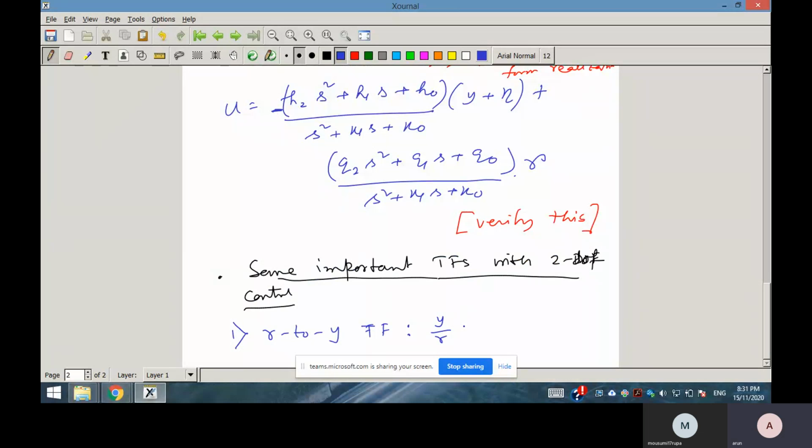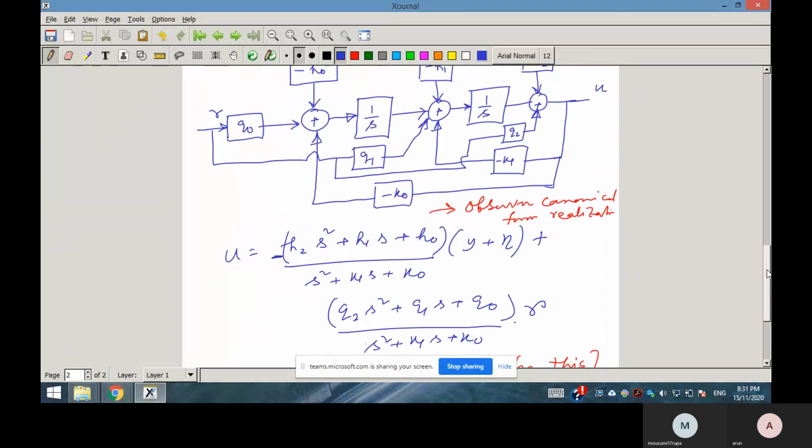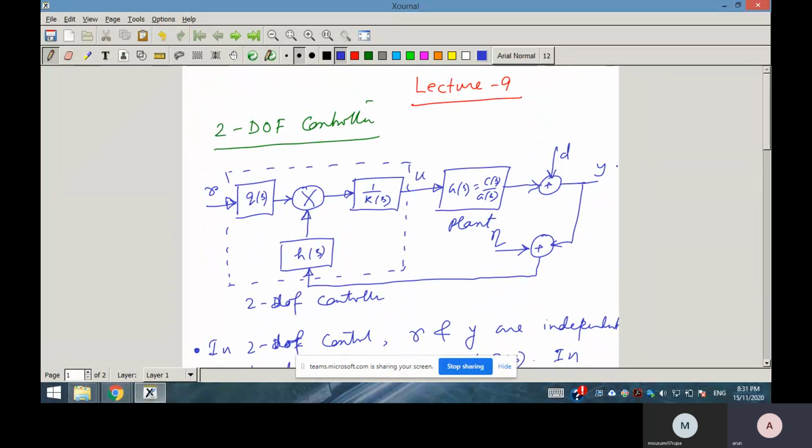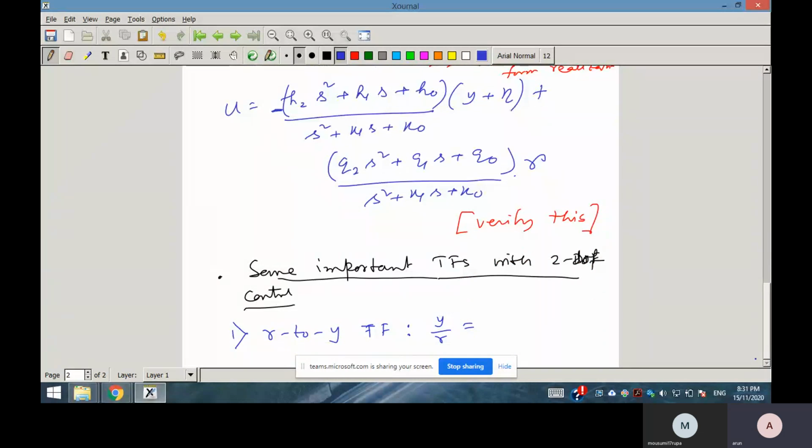y by r, ys by rs. This will be equal to, you can easily see here, if you see this arc2y transfer function, it will be just CQ divided by delta. Please check it. I'm not checking, I have already seen. I've already done all these things. So please check it. This is CQ by delta. What is delta? Delta is AK plus CH.